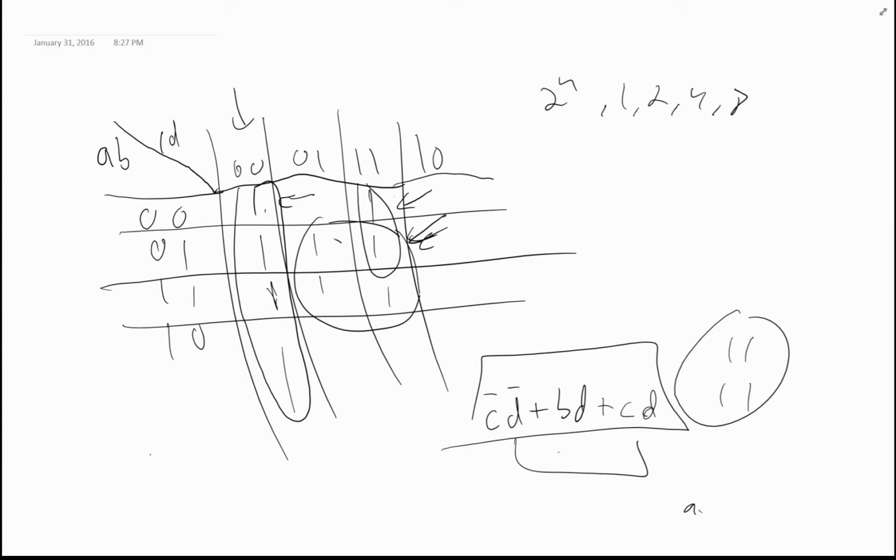And then you'll notice this guy. What happens when? But don't worry about that. Yeah, you can simplify it using algebra as well, but Karnaugh maps give you the base.